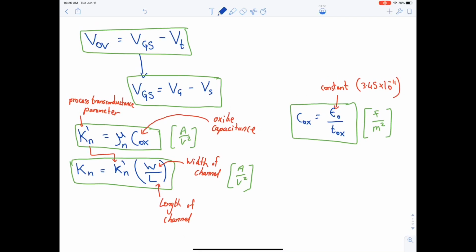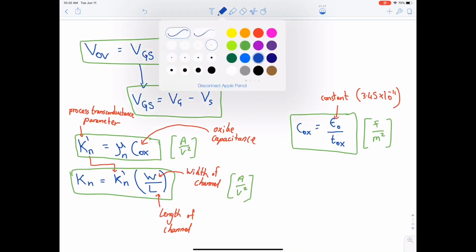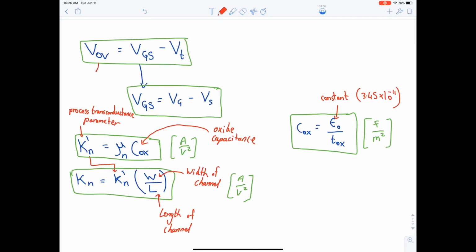There's an equation for VOV, which is the overdrive voltage. I'm not going to dig deeply into the theory, so I'll just give you the basic information. VOV is the overdrive voltage, and it's equal to VGS minus VT. VT here is not the thermal voltage, it's a constant number provided in the question. VGS is equal to VG minus VS, the first letter minus the second letter.